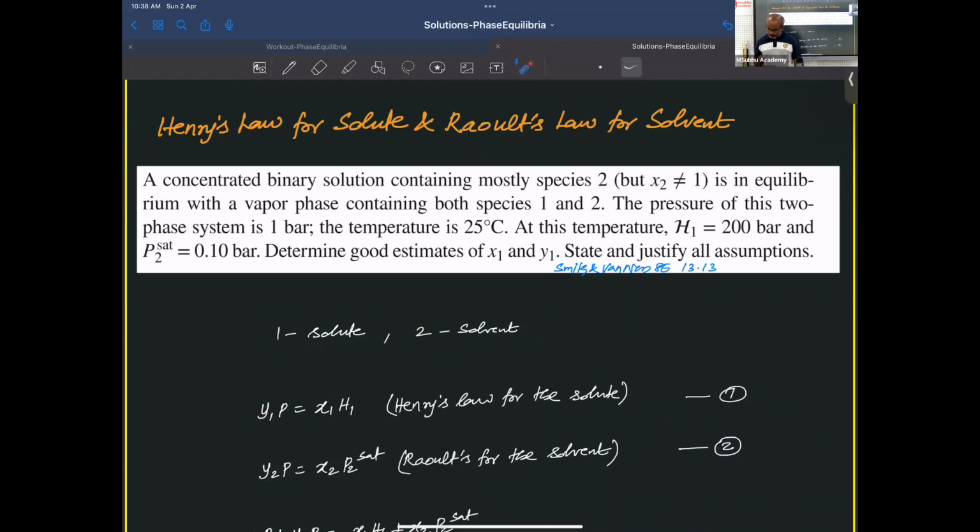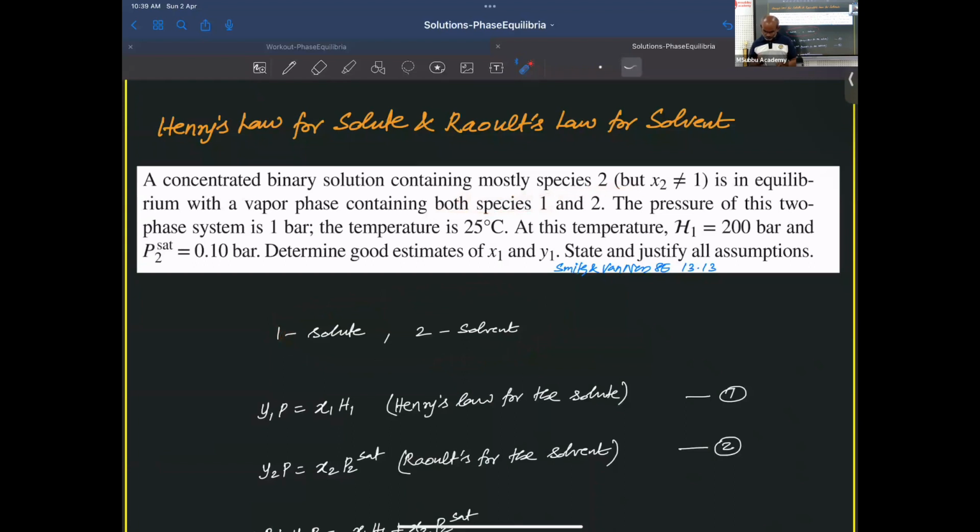Otherwise, we know from our understanding of Henry's law and Raoult's law that Raoult's law is applicable for the solvent and Henry's law for the solute. This component 1 is the solute and 2 is the solvent, because the solution is concentrated, containing mostly species 2, in equilibrium with a vapor containing both 1 and 2. That is, the vapor contains 1 and 2, but the liquid has mostly species 2. So 2 is the solvent. The solvent is the one available in plenty, and the solute is available in little amounts. We can get this information from the first statement.